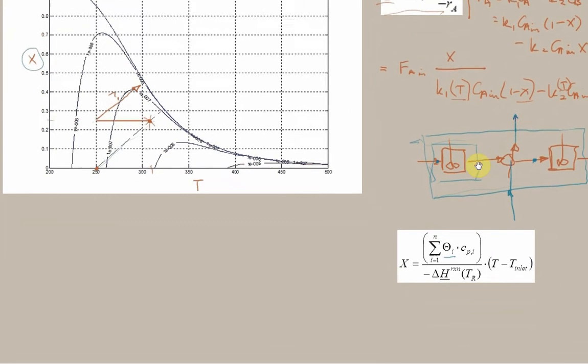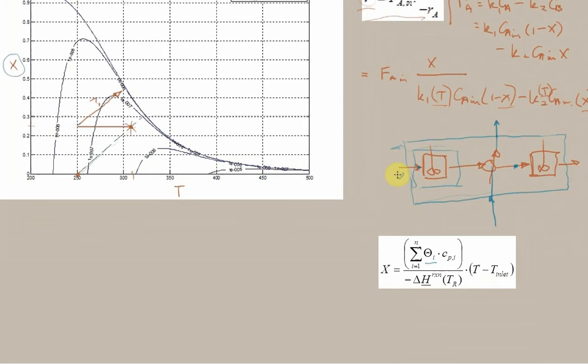In other words, if I were to label this stream as 0 and this stream as 1, and this is 2 and this is 3, we are saying that we could define x3, the conversion by the time we reach the exit point, in terms of the inlet to that reactor. So we could say this is FA2 minus FA3 over FA2, or we could define it instead. Let's just distinguish the conversion like that.